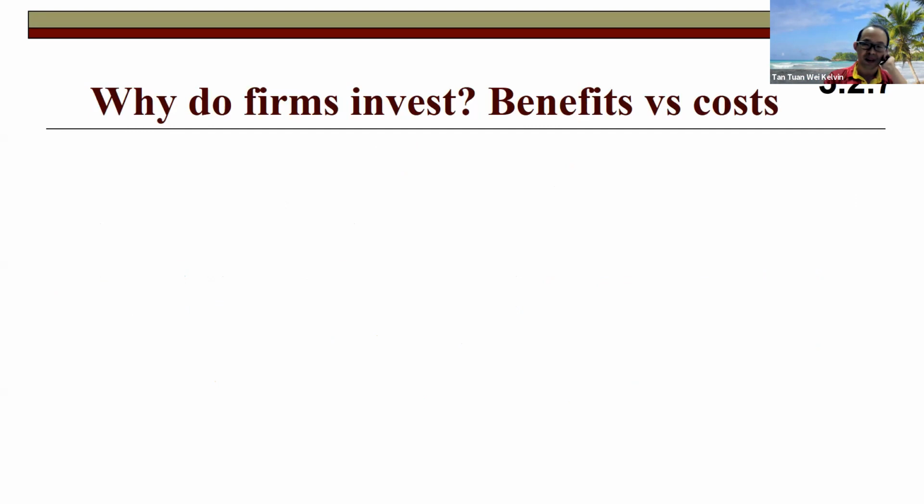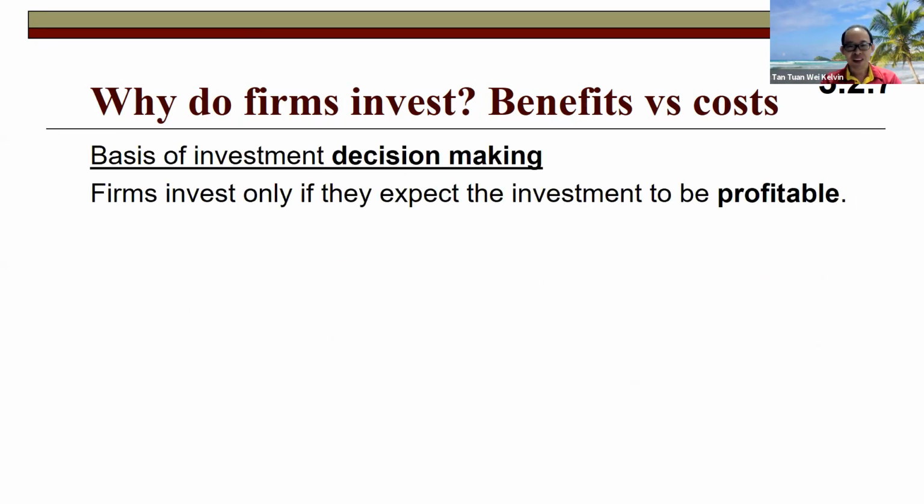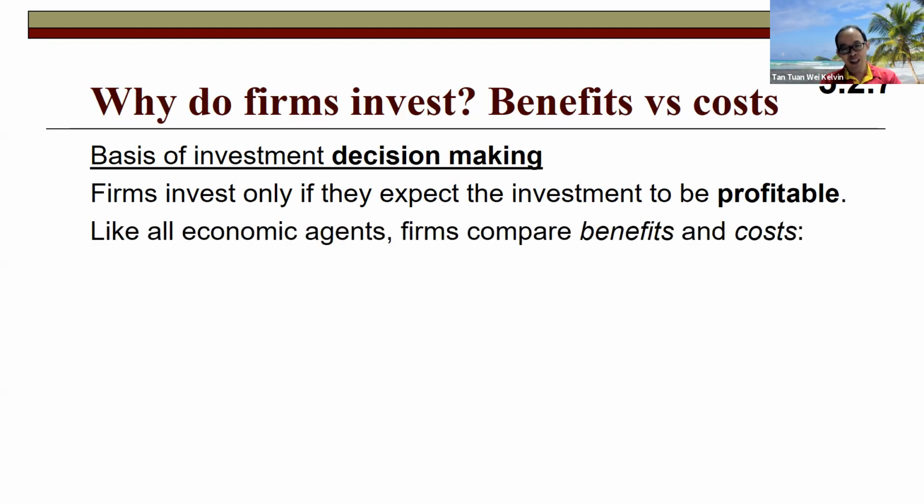So let's ask the question. I've gone through many reasons why households would increase consumption. So let's think, why do firms invest? This is what's called the benefits versus cost analogy. Firms basically invest only if they expect whatever investment project they undertake to be profitable. Like all economic agents, your tutor may have gone through certain decision-making questions in your class for microecons. You'll be glad to know that decision-making is also a commonly asked question, even in macroeconomics.